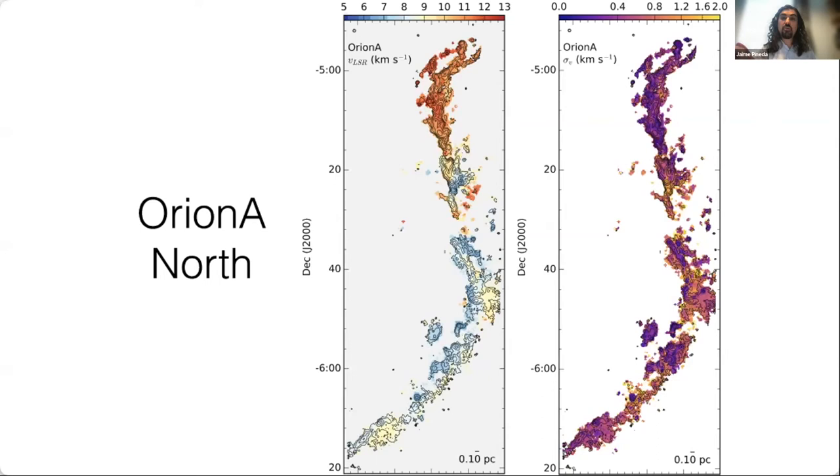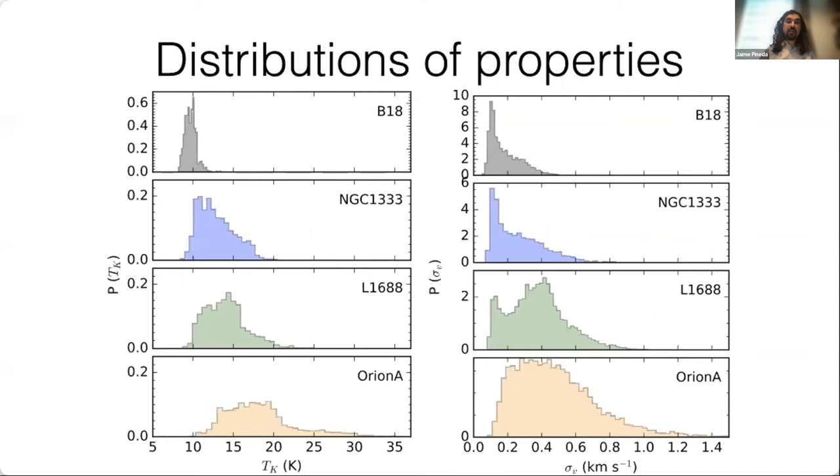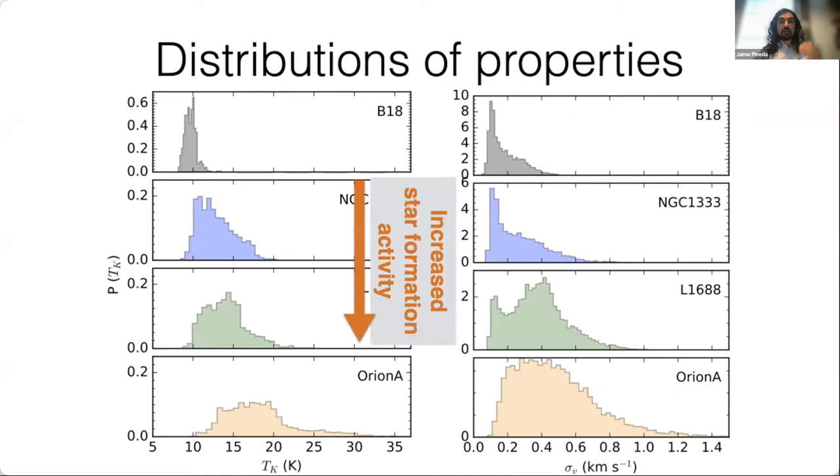So how can we put these together? We try to put the distribution of all the regions and we try to order them by level of the star formation activity. So for example, from top to bottom, the top most is the quiescent region, the bottom is the most active star forming region. And you can see on the left-hand side is the histogram of the temperature, and on the right-hand side is the histogram of the velocity dispersions.